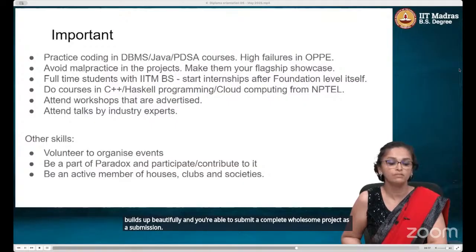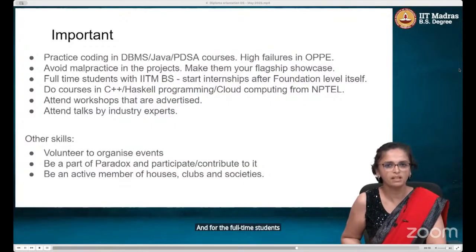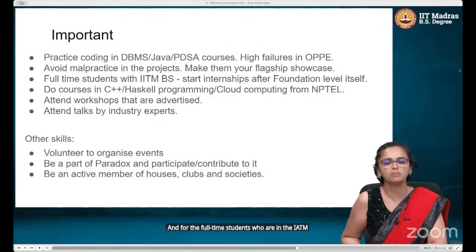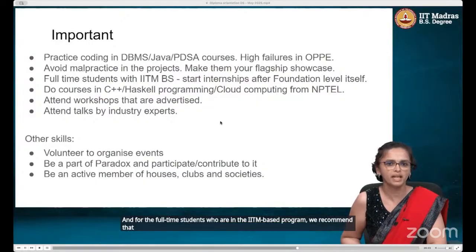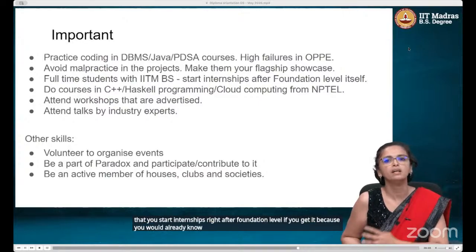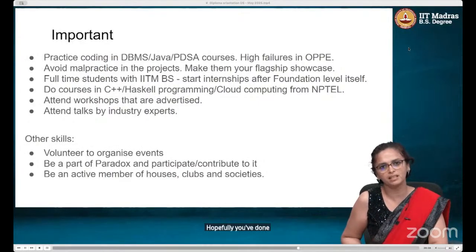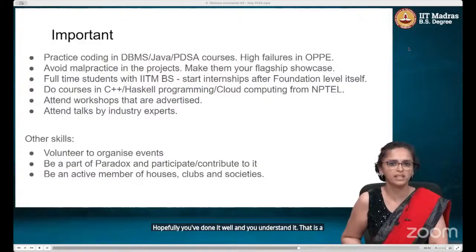And for the full-time students who are in the IIT MBS program, we recommend that you start internships right after the foundation level if you get it, because you would already know Python programming. Hopefully you've done it well and you understand it. That is a good skill to have and you can find an internship.